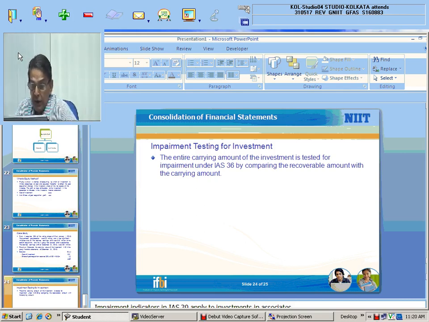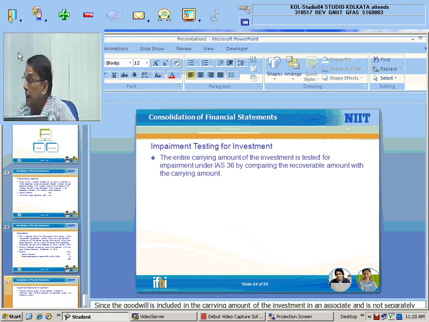Since the goodwill is included in the carrying amount of the investment in associate and is not separately recognized, it cannot be tested for impairment separately by applying IAS 36. Hence, the entire carrying amount of the investment will be tested for impairment under IAS 36 by comparing the recoverable amount of the investment with the carrying amount, and if there is an impairment, impairment entries will be passed.